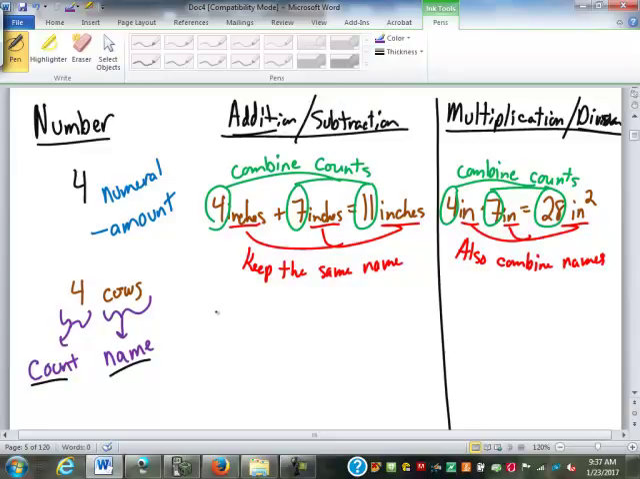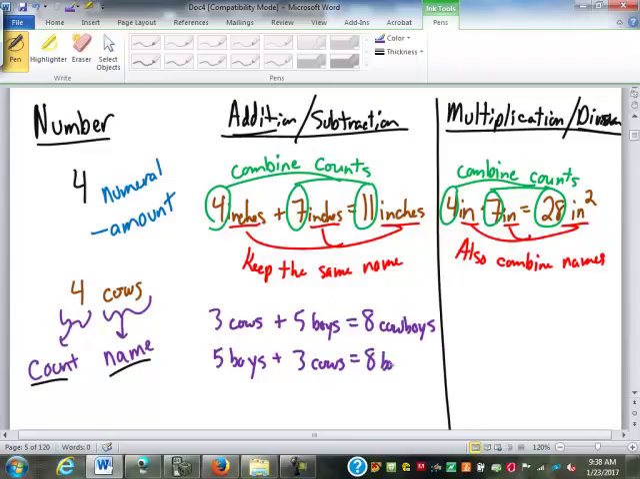For example, let's say I have three cows and 5 boys. 3 cows plus 5 boys, does that make 8 cowboys? No, it doesn't. Or if I do it the other way around, five boys and 3 cows, do I get 8 boy cows?